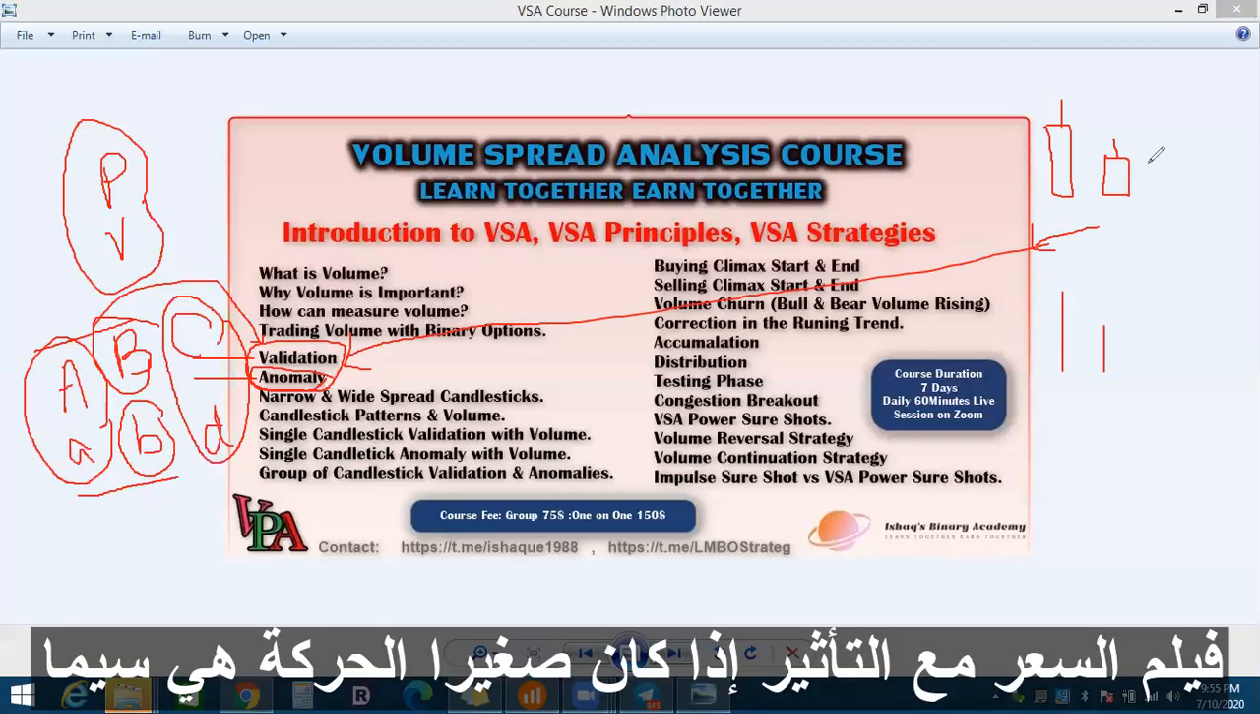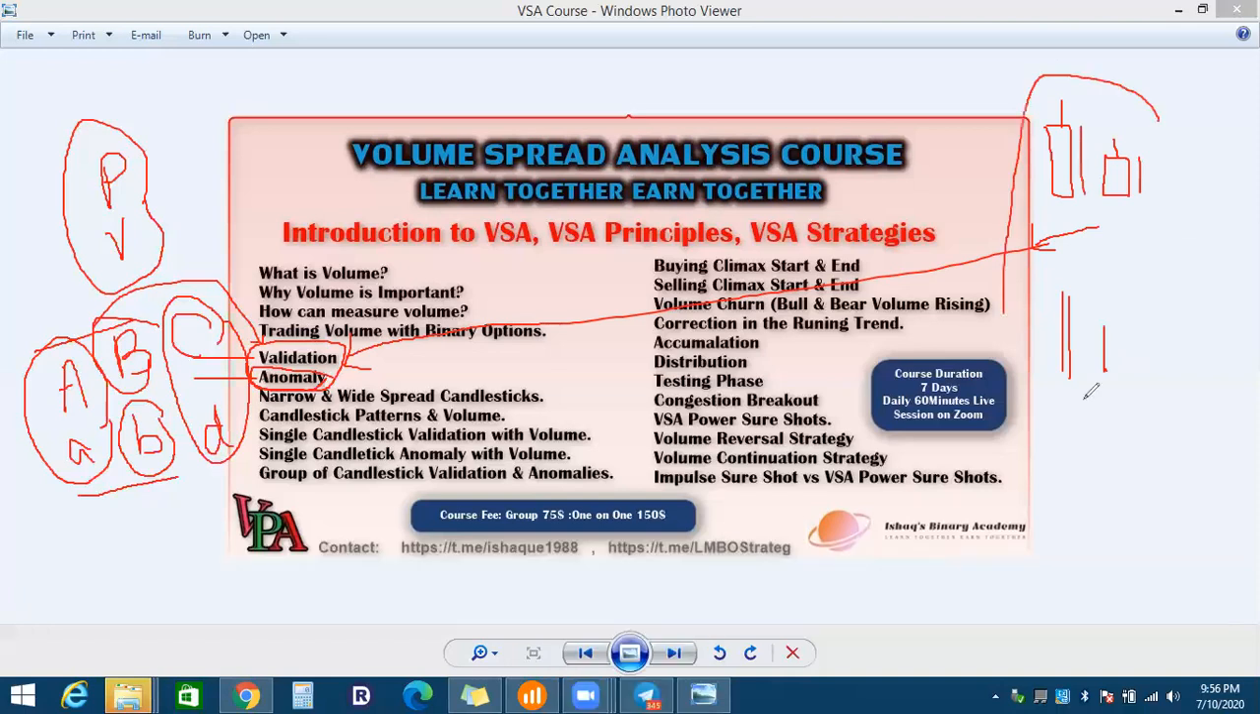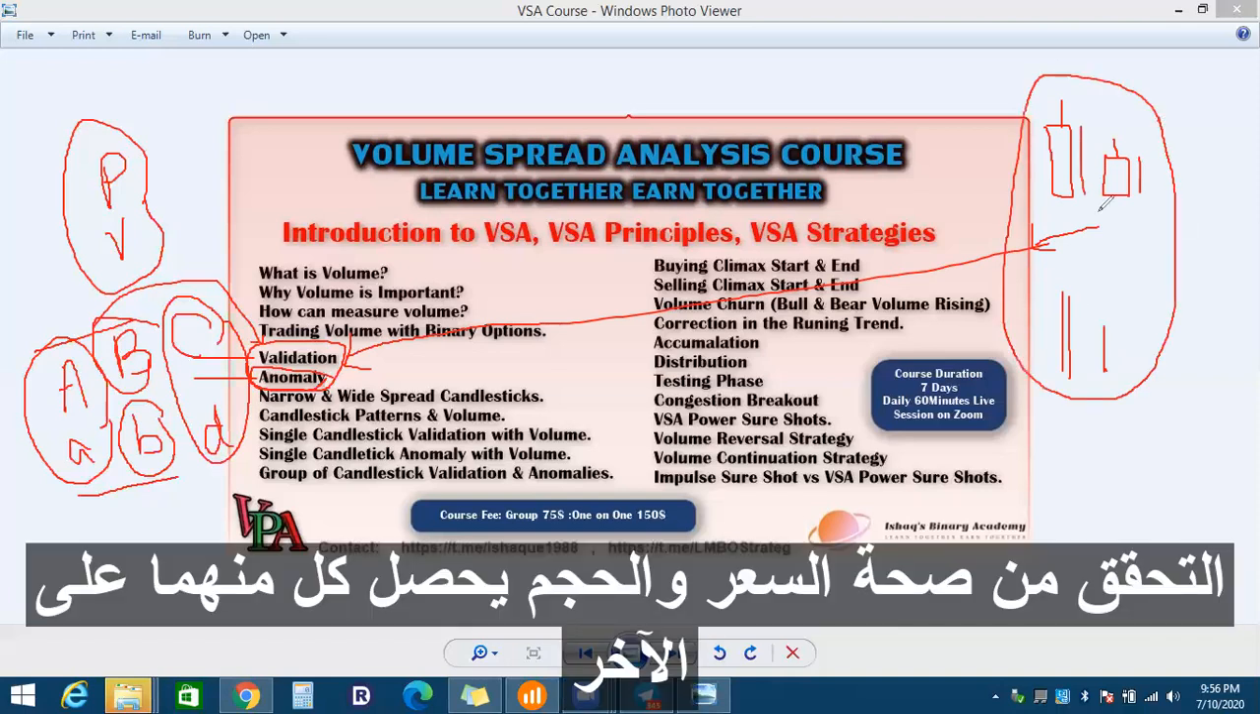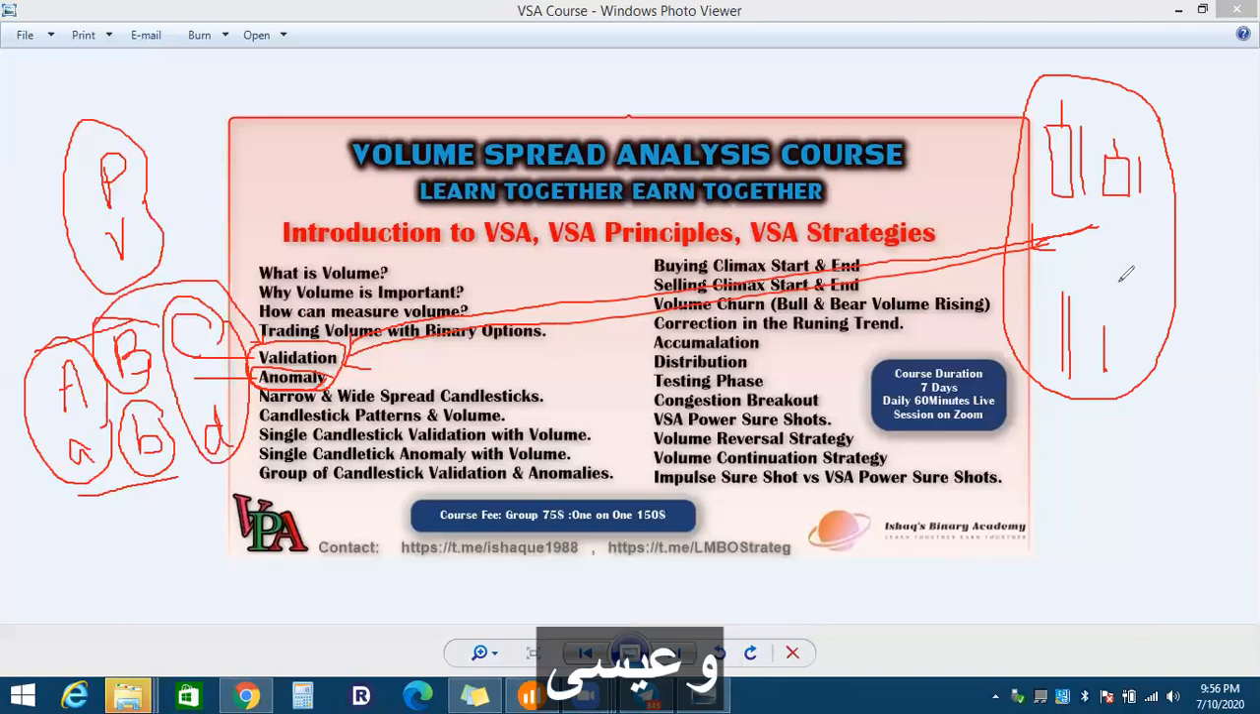It means the price is moving with the effort. If the effort is small, the movement is small. If the effort is high, the result is high. These two things are validating each other. The price and the volume are validating each other. That is the authentication that you can go into the continuation phase.